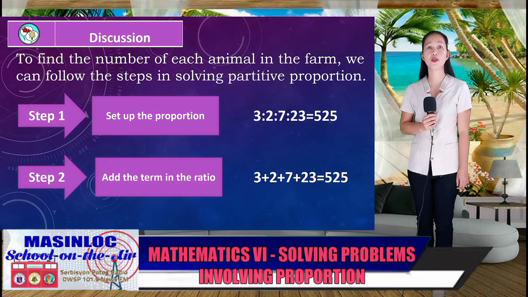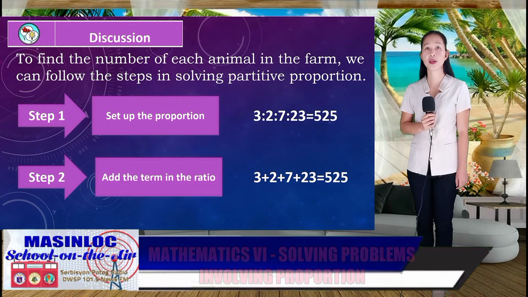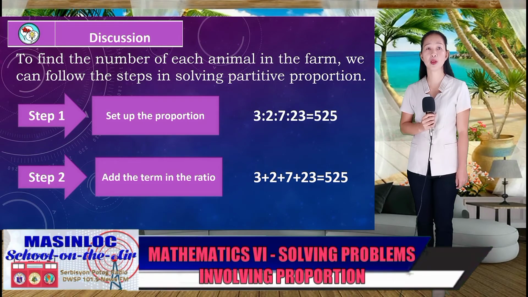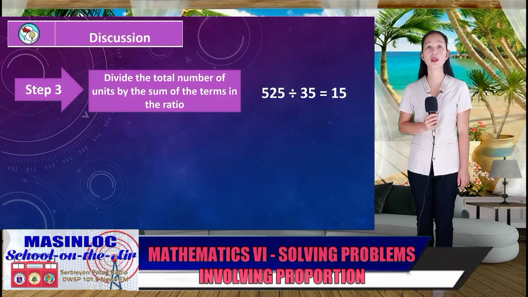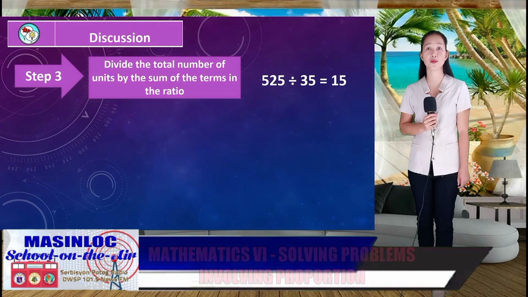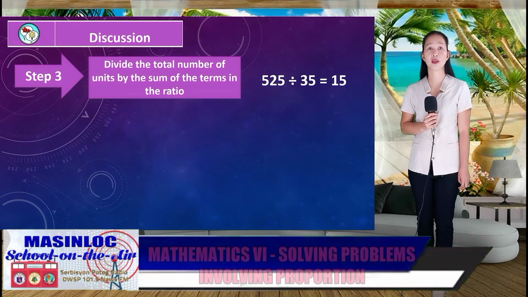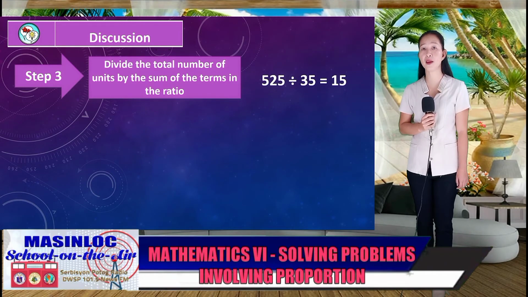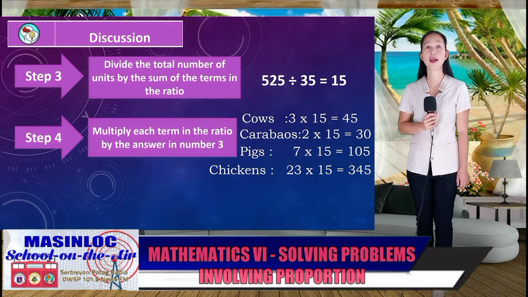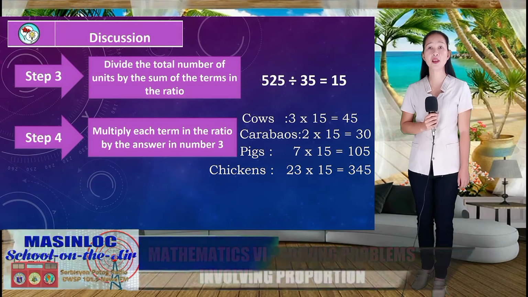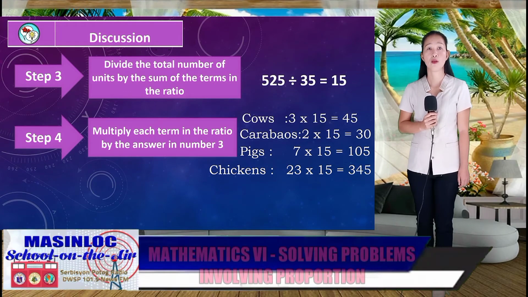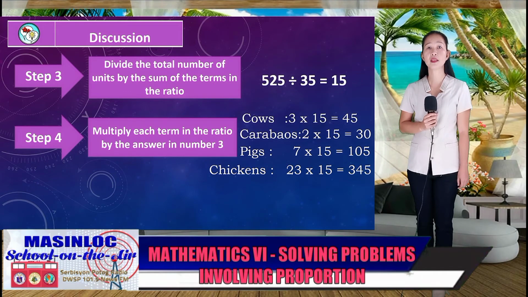Step 2. Add the terms in the ratio. 3 plus 2 plus 7 plus 23 equals 35. Step 3. Divide the total number of units by the sum of the terms in the ratio. 525 divided by 35 equals 15. Step 4. Multiply each term in the ratio by the answer in number 3. For cows, 3 times 15 equals 45.